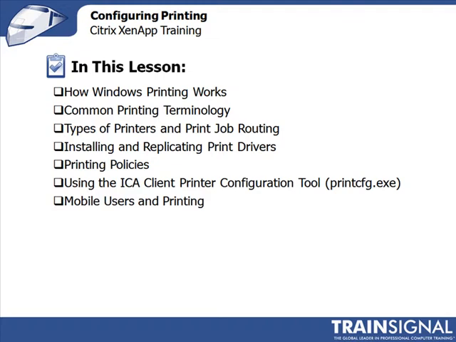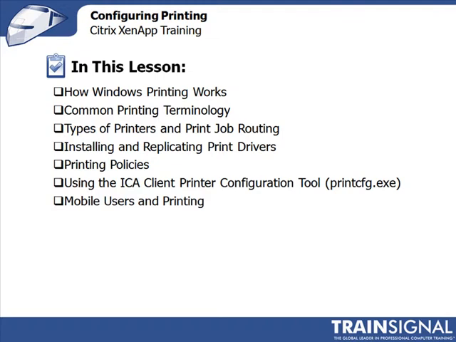Then we're going to talk about printing policies. What can you configure within the Citrix policies as it relates to printers? If you remember, we skipped over that section within the policies. We're going to talk about how you can use the ICA client print configuration tool, how you can publish that to your users and give them a little more control over how they can configure certain aspects of printers within the session. So if they don't see the printer they need, maybe they can use the ICA client printer configuration tool and configure a printer or configure certain aspects of the printer.